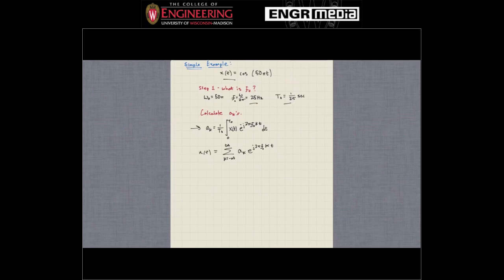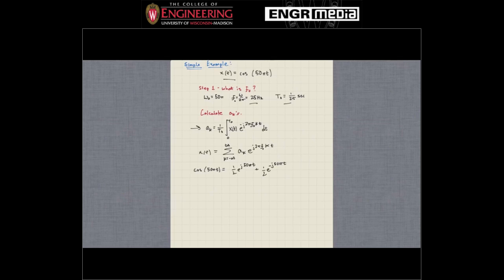And we know that we can write cosine of 50 pi t, using Euler's identity, as 1/2 e to the j 50 pi t plus 1/2 e to the minus j 50 pi t. So this is an example where we can just do this by inspection.